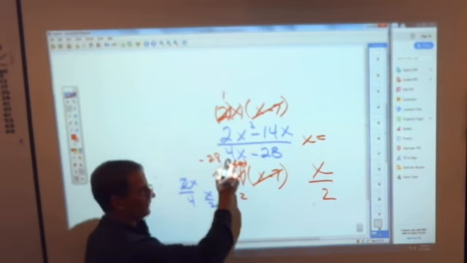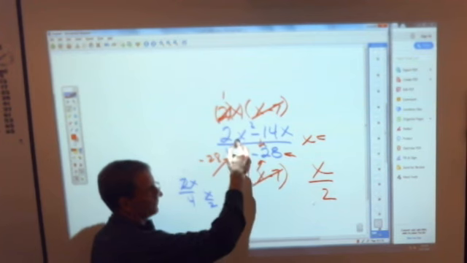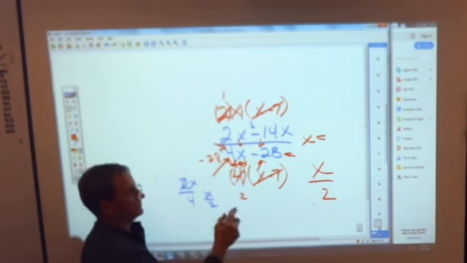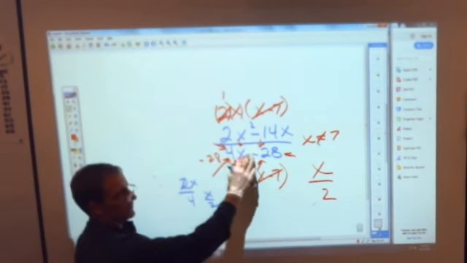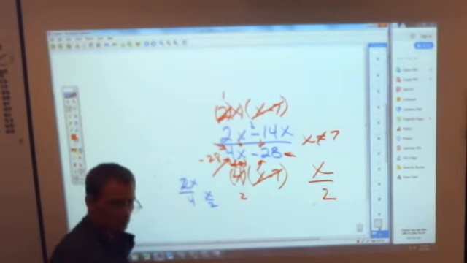What gives you 0 on the bottom? x equals 7. Yeah, x couldn't equal 7, because 4 times 7 is 28, and 28 minus 28 is 0. So x could not be 7.